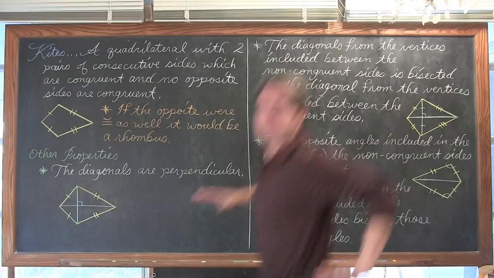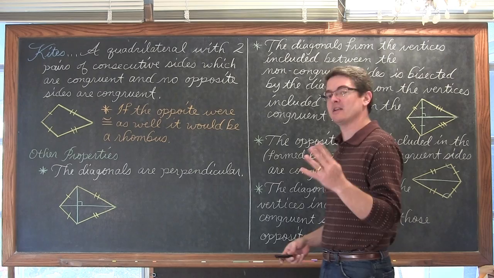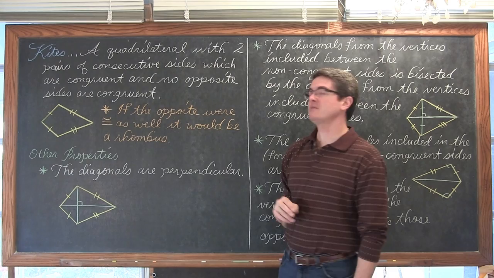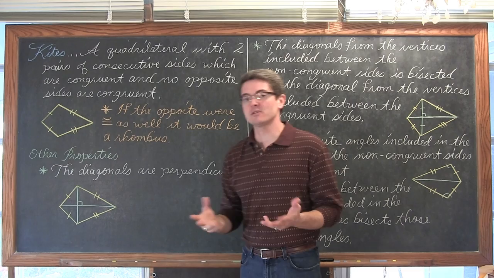Alright, Mr. Tarot, in this video we're going to go fly a kite, and that means we're going to be introduced to a four-sided figure, a quadrilateral, that has two pairs of consecutive sides which are congruent, and yet no opposite sides are allowed to be congruent, and it is the shape of a kite. You know, go out in the wind and have yourself some fun.